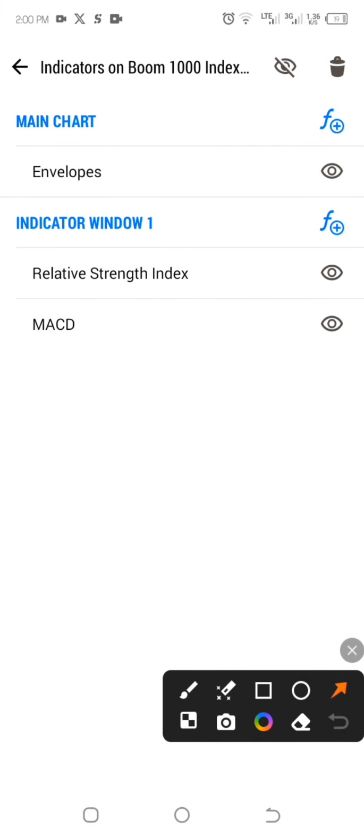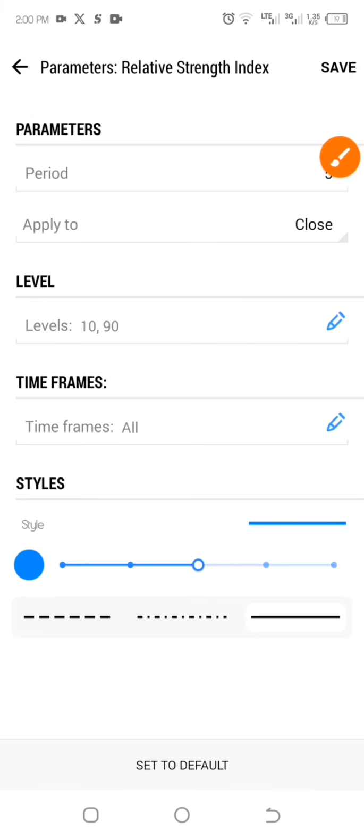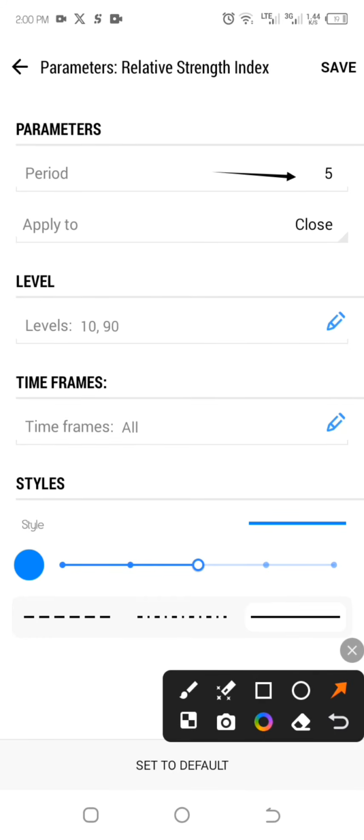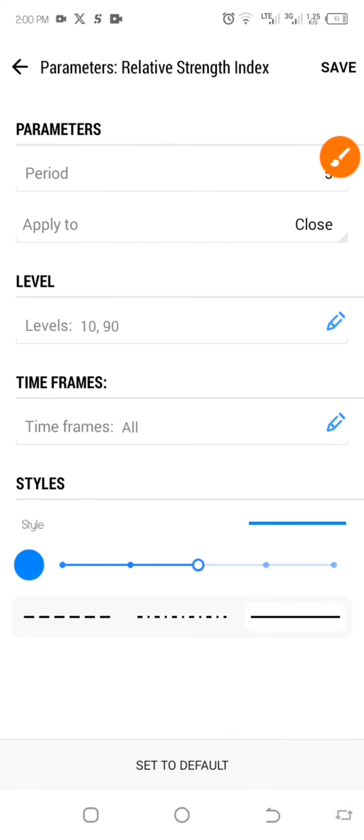Now, for the next indicator, which is the RSI, we add this up by clicking on this main chart icon. For the RSI, the period is 5, apply to close. For the levels, we need the 10 and the 90 levels. Of course, use any color of your choice for the levels. For the style, also use any color of your choice and click on save. Now, those are the settings you need for the RSI.